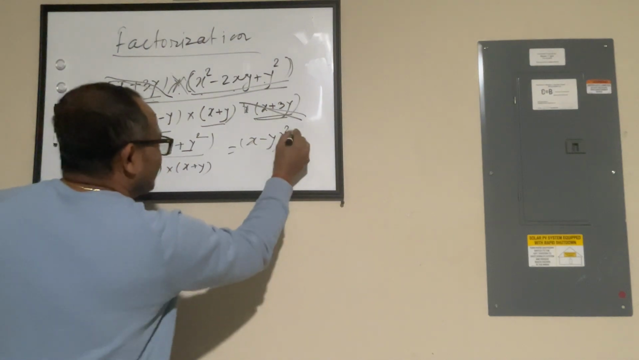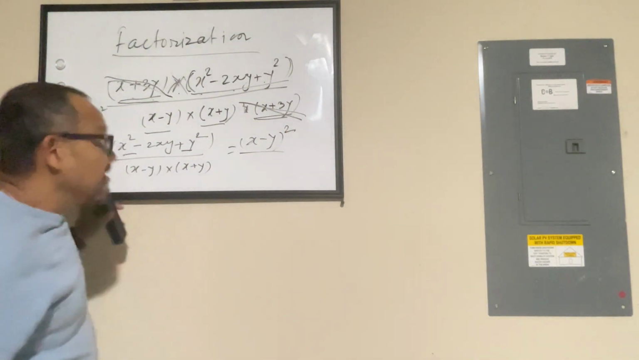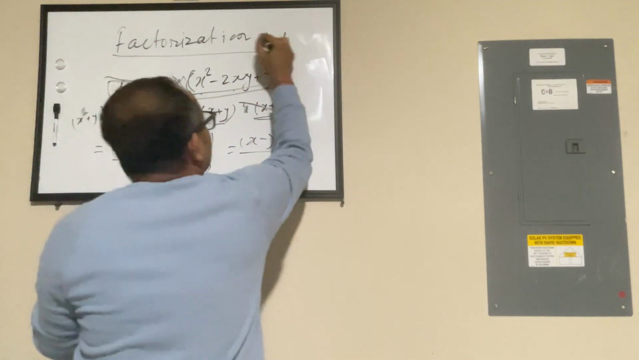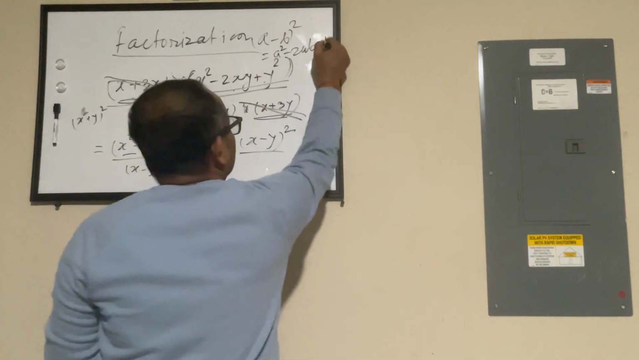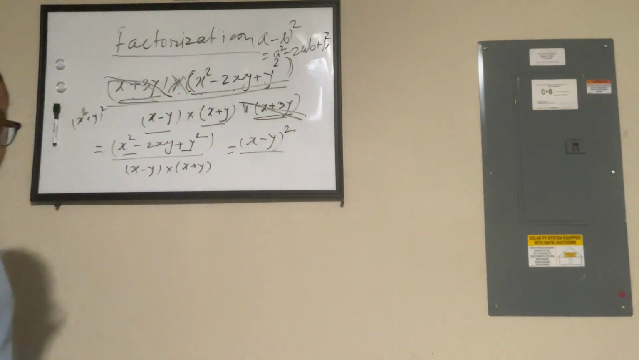I don't get it. Because a minus b whole square is a square minus 2ab plus b square. There's a minus.